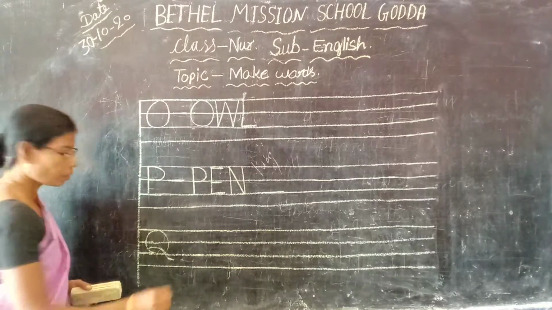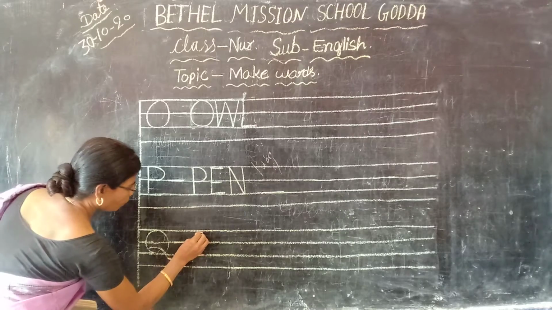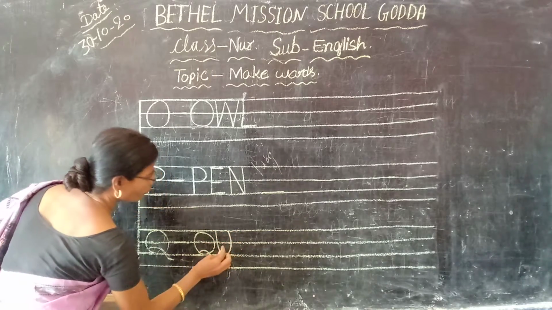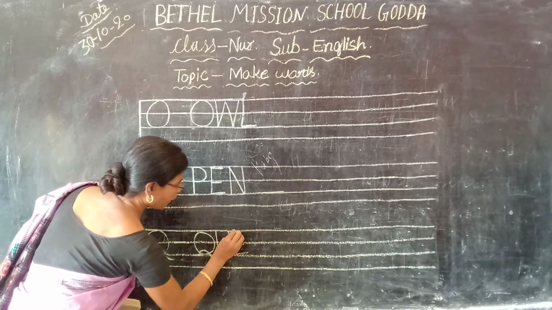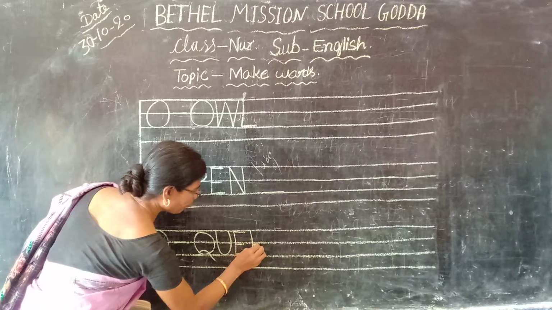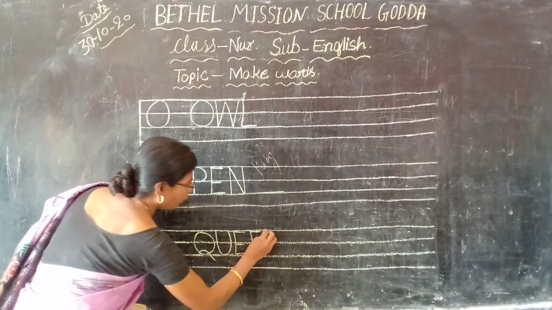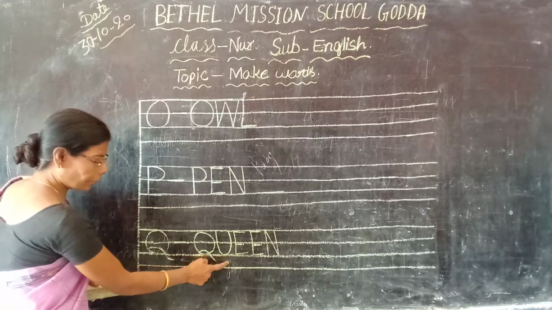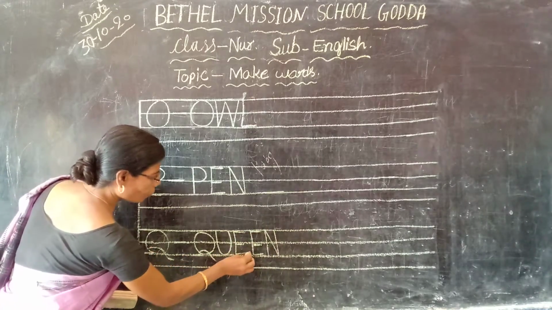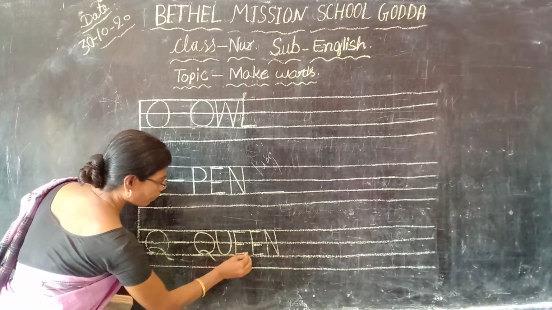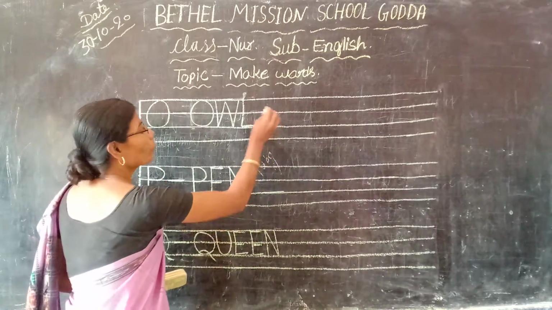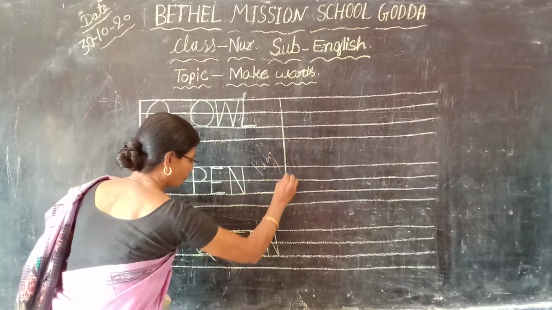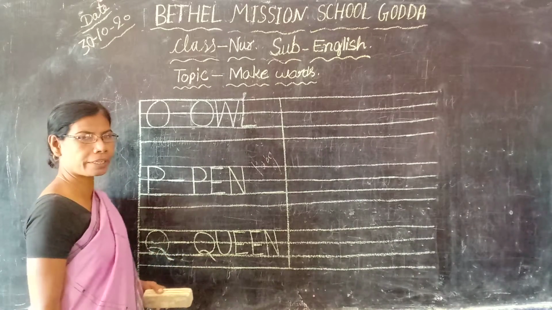Q for queen. Q. Queen means, आपको मालूम है रानी. Q. Next letter is R.